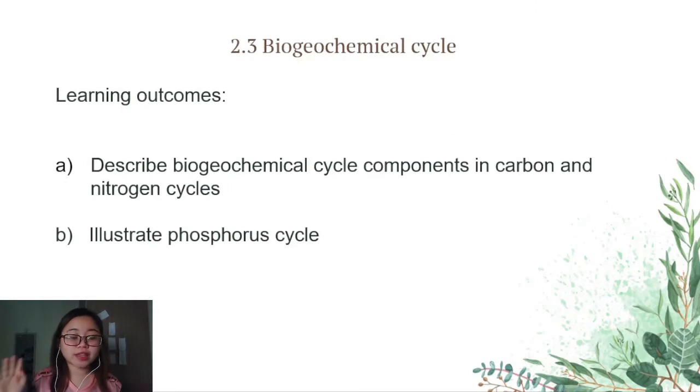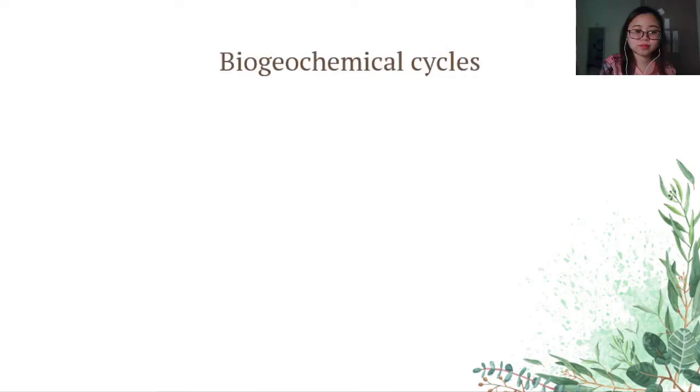So if we look at learning outcomes, I hope that by the end of this lesson, you will be able to describe the biogeochemical cycle components in carbon and nitrogen cycles, and then you would be able to illustrate the phosphorus cycle. And of course, before we learn about each of those three cycles, we'll first define what is a biogeochemical cycle.